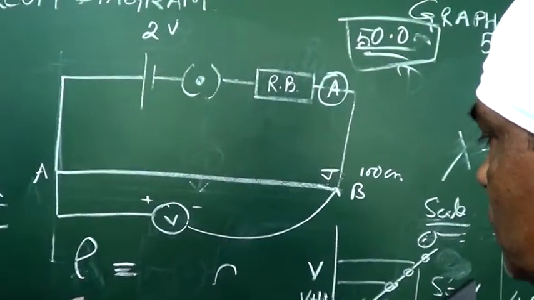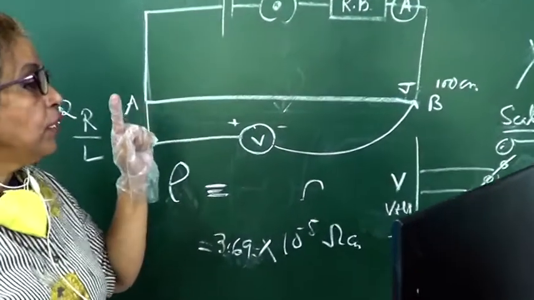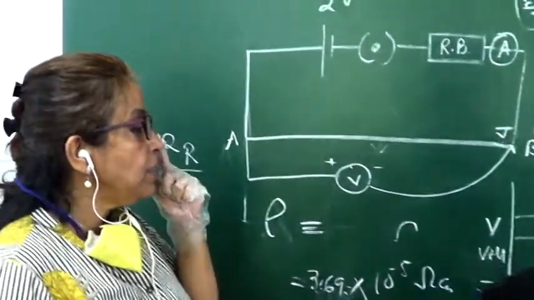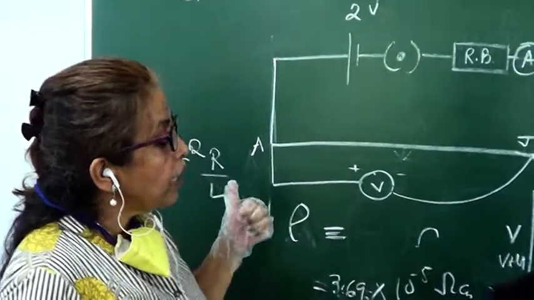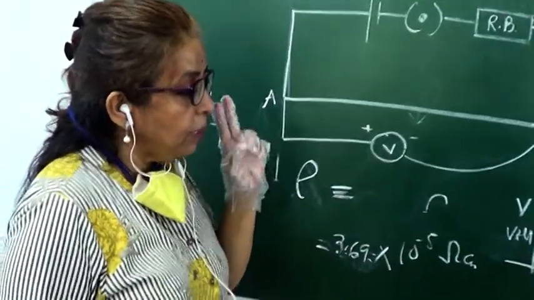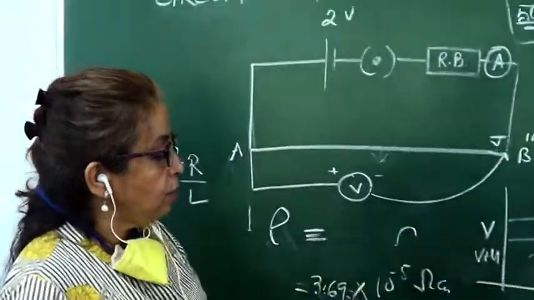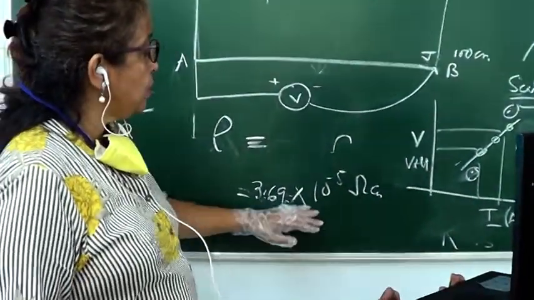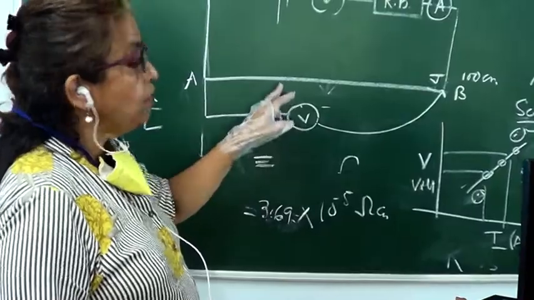3.69. Now you took the value for resistance from the mean value. Yes or no? What was the mean resistance? Yes. You will get even a better result if you take the R value from the graph. That will give you, even it is within, this is the resistivity of the wire which you are using here.